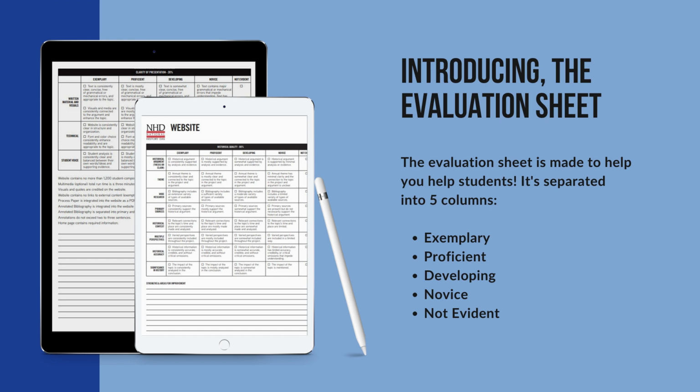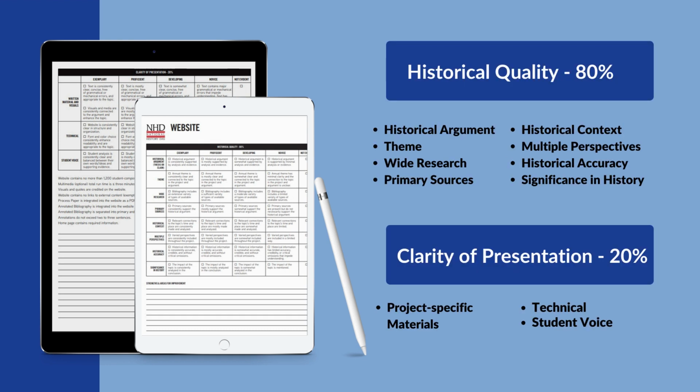As you can see, the rubric marks are separated into 5 columns. We will explain how to determine between the rubric marks exemplary, proficient, developing, novice, and not evident. The historical quality section is comprised of 8 rows: historical argument, theme, wide research, primary sources, historical context, multiple perspectives, historical accuracy, and significance in history.